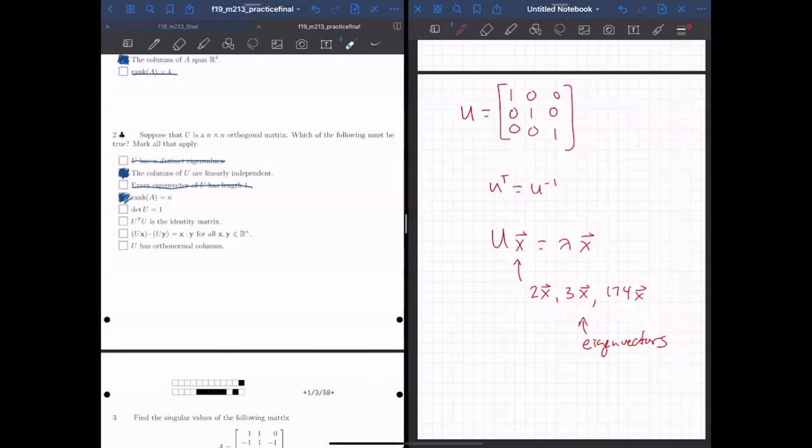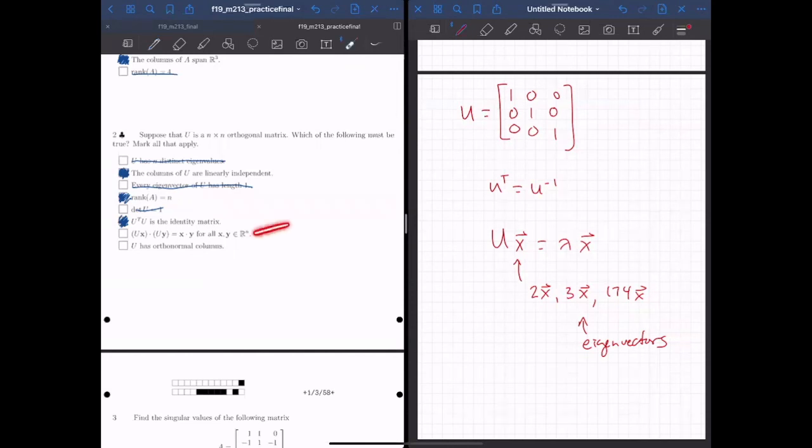The next one, the determinant of U is equal to 1. Does that have to be true? Couldn't it also be -1? Yeah, it could also be -1. So that's a trick question. It's almost true, but it's not quite true. U transpose times U is the identity matrix. Yeah, that's one of the key facts that we know about orthogonal matrices. The transpose is the inverse.